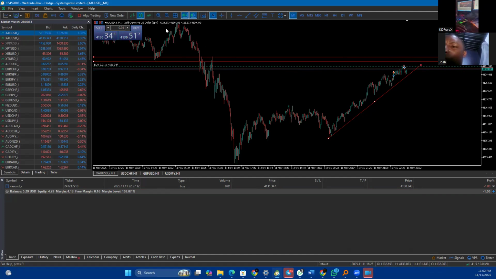It came back to retest this point here. If you just take a look here, this point, you see, that's where it's playing from. It's still pushing, price coming to this point here. So yeah, you need to be careful.